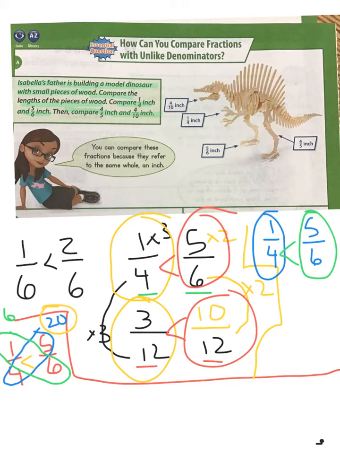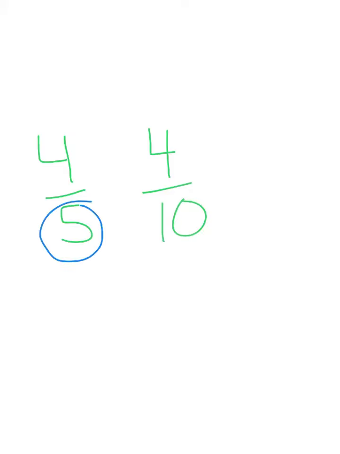Now it asks us to compare 4/5 and 4/10. I'm going to go on another page to do that. So I have 4/5 and 4/10. Well, looking at these numbers, I know that with 4/5, the pieces are going to be bigger. And if I have 4 out of 10, these pieces are going to be smaller. So I know 4/5 is going to be greater. But let's test our theory with multiplying across.